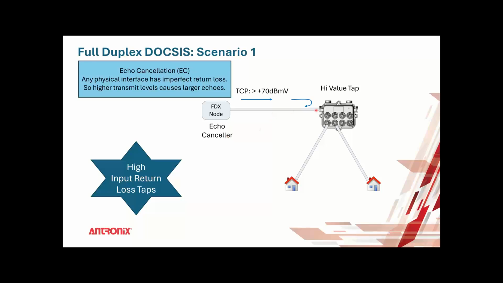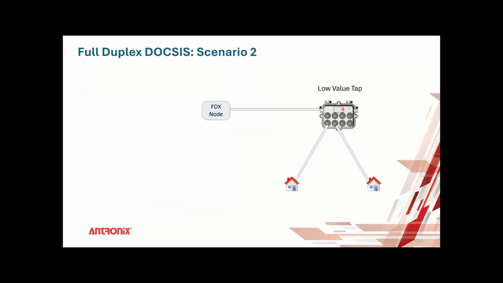So for FDX, it's pretty important on high tap values to have very good return loss. You want high input return loss to prevent that echo, especially on taps close to the node, because the signal level is higher, which means the reflection is higher. So that is one key parameter to support FDX: good input return loss, specifically in high value taps.